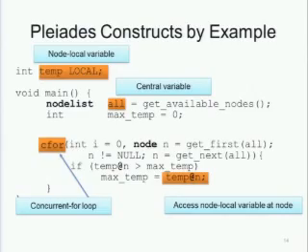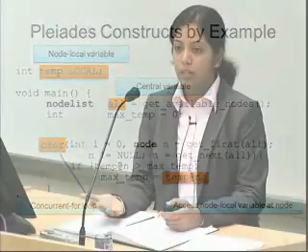In order to obtain efficiency, Pleiades allows the programmer to specify concurrency using a cfor primitive. A cfor is basically a concurrent for loop. Yeah, I'm confused. So node local is not a procedure local variable? I would have thought that.